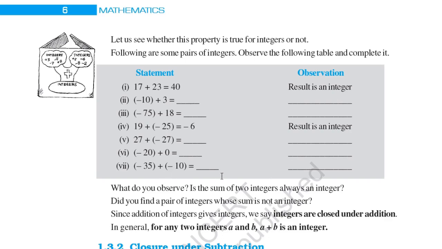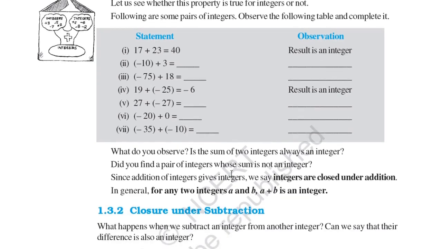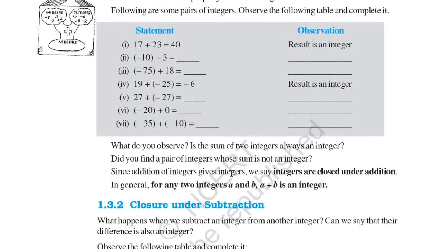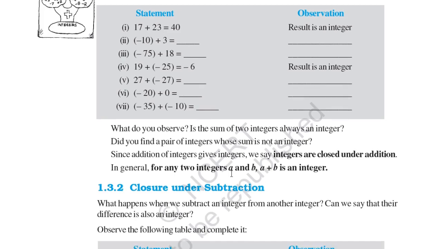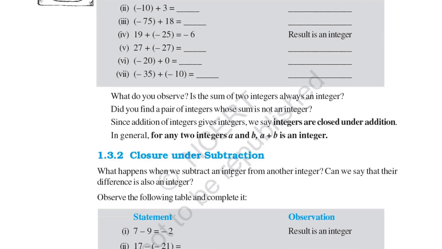So what do you observe? Is the sum of two integers always an integer? Did you find a pair of integers whose sum is not an integer? Since addition of integers gives an integer, we say integers are closed under addition. In general, for any two integers a and b, a plus b is an integer. So when we add two integers, the answer will always be an integer.